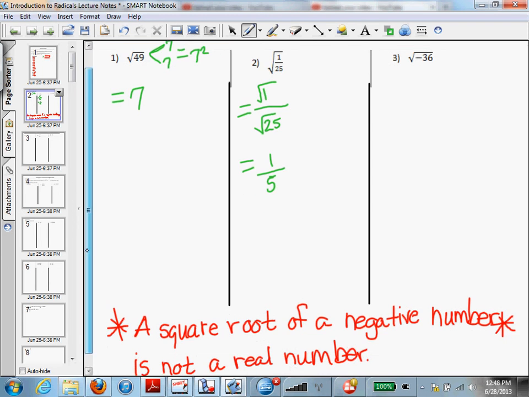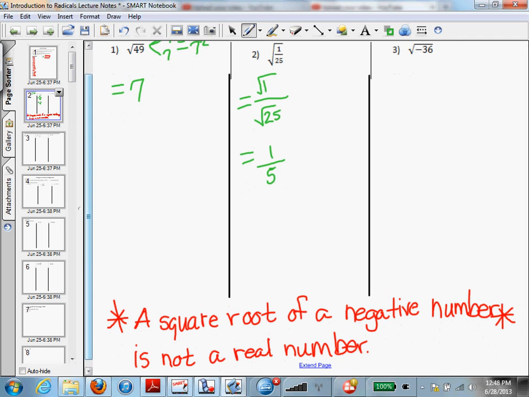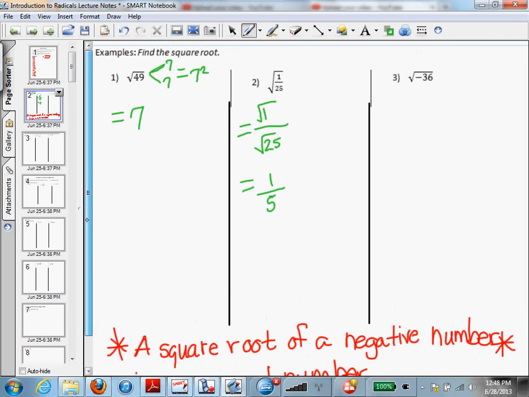And for number 3, it is important that the square root of a negative number is not a real number. So the answer to number 3 is not a real number.